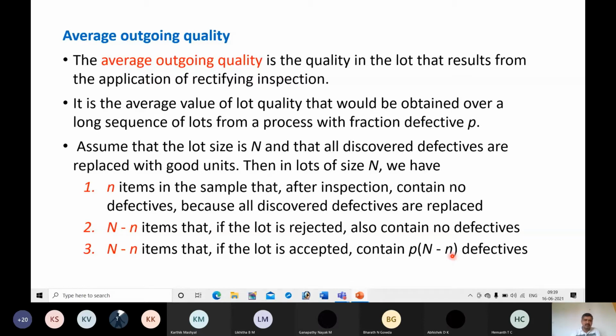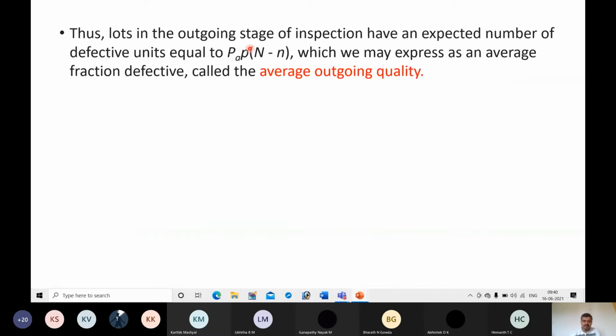Next, thus lots in the outgoing stage of inspection have an expected number of defective units equal to Pa times P times (N minus n). We already discussed N minus n, for our example 9,950. If P, the lot fraction defective, is 0.01, then 0.01 times (N minus n) will give you the number of defectives in the lot. Again, there will be a probability of acceptance.